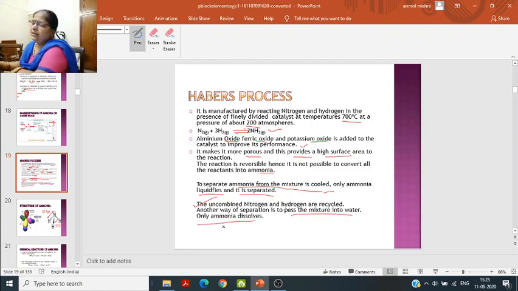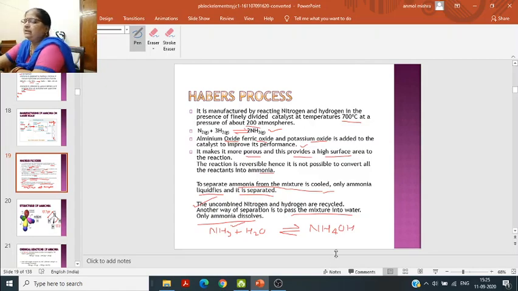Now ammonia is highly soluble in water, so it gets dissolved in water to form ammonium hydroxide. Now this reaction shows that ammonia is basic in nature.